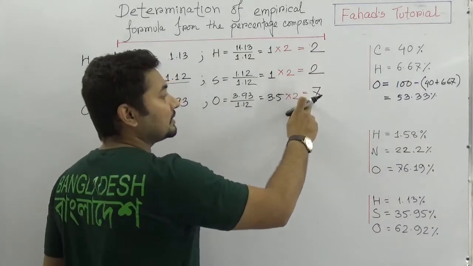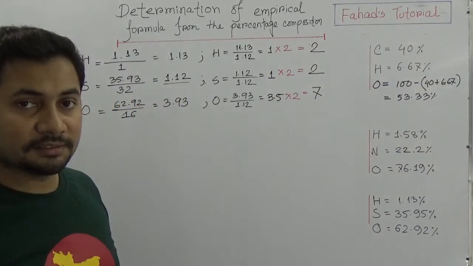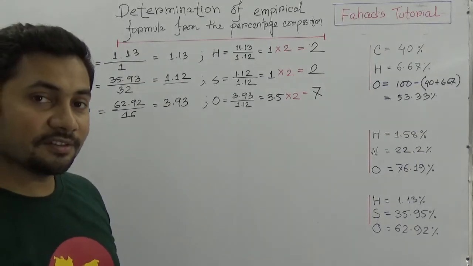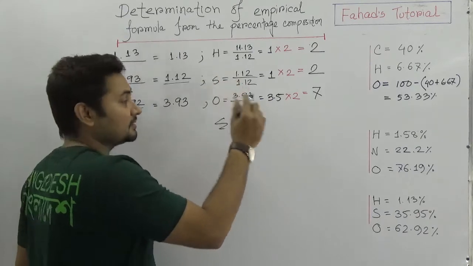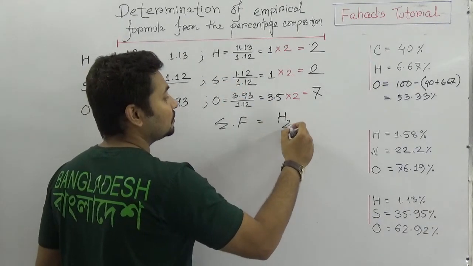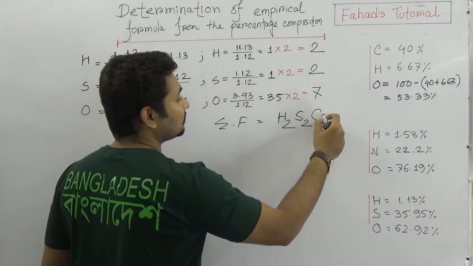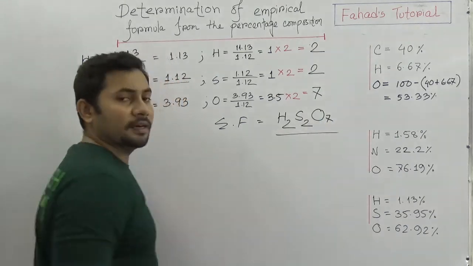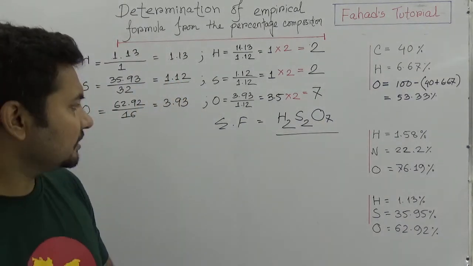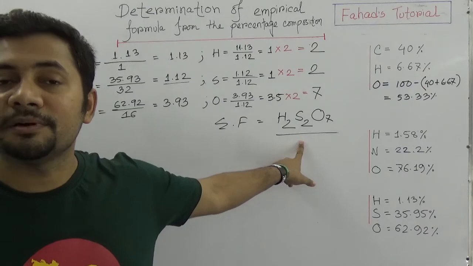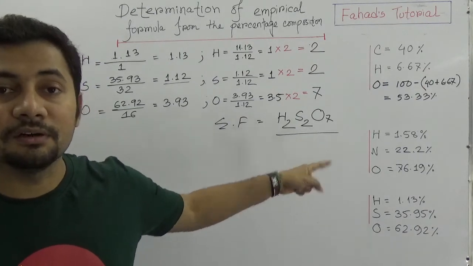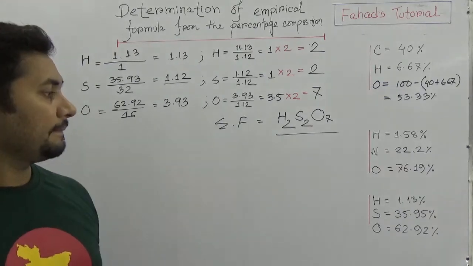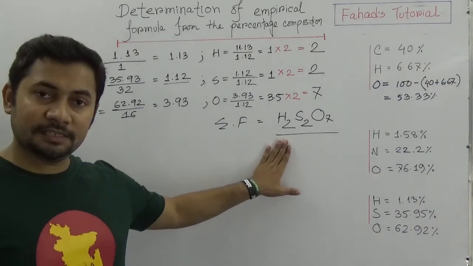Hydrogen 2, 2 and 7. No decimal, no fractions. Now I got integers. So the empirical formula of this compound is H2S2O7. And hopefully you know this is about pyrosulfuric acid, or it's called oleum. Okay, I hope you got it.